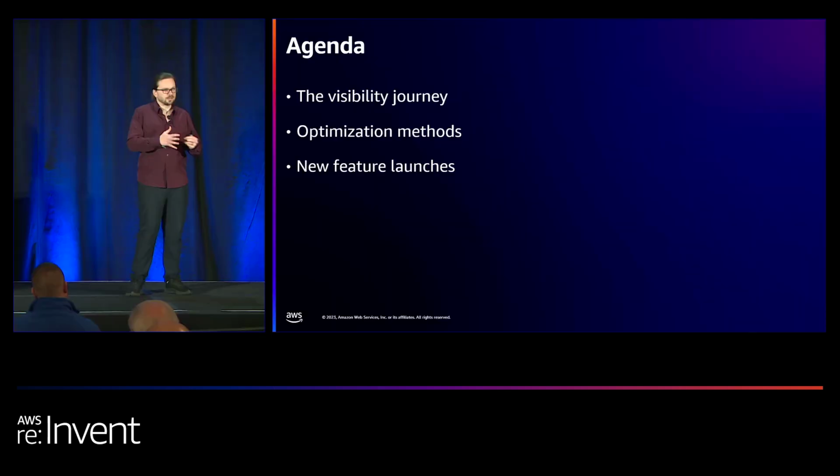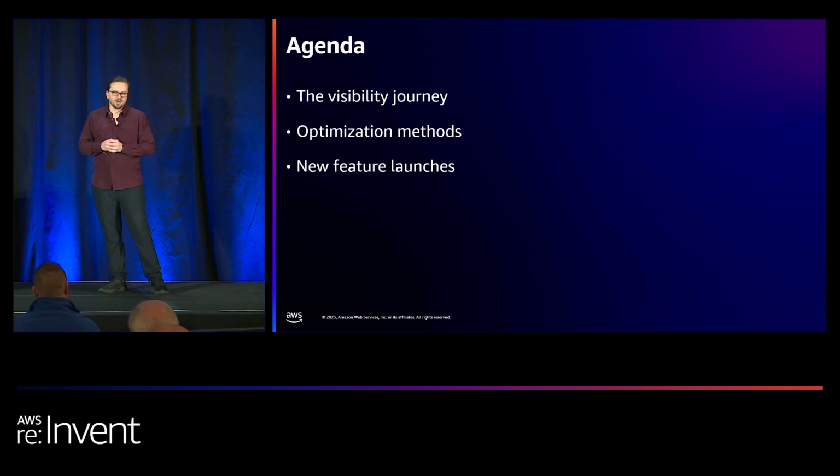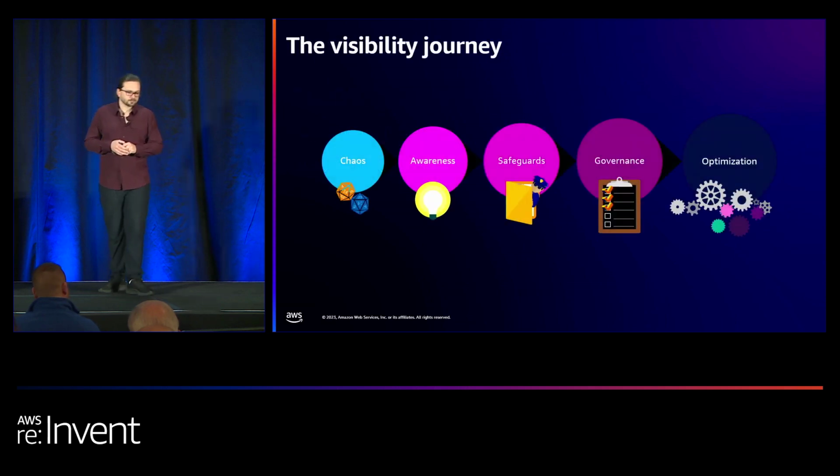Okay, so we're going to talk first about the visibility journey, kind of the process of maturing an optimization program through visibility into different maturity levels to get to optimization. We're going to talk about the different methods to achieve optimization success, and then we're going to talk about some new features. Okay, let's start with the visibility journey.